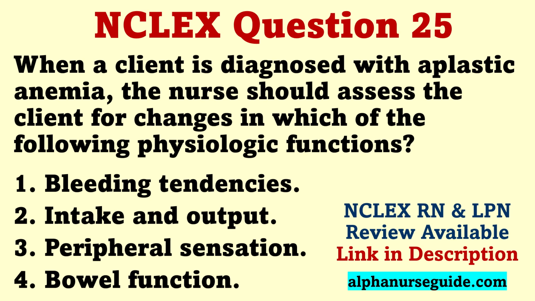The correct answer is 1. Aplastic anemia decreases the bone marrow production of red blood cells, white blood cells, and platelets. The client is at risk for bruising and bleeding tendencies. A change in the client's intake and output is important, but assessment for the potential for bleeding takes priority. Change in the peripheral nervous system is a priority problem specific to clients with vitamin B12 deficiency. Change in bowel function is not associated with aplastic anemia.